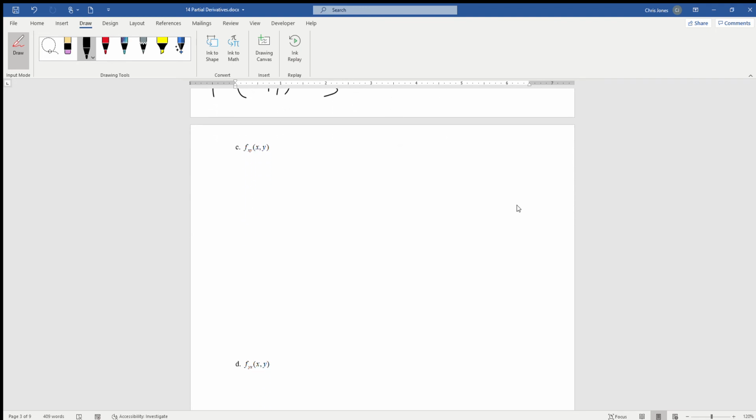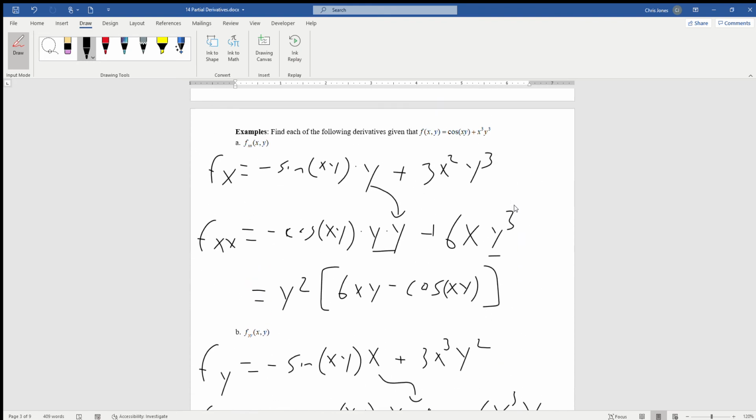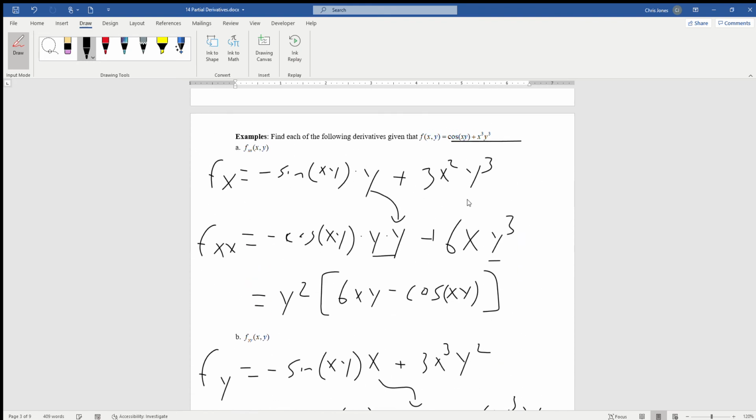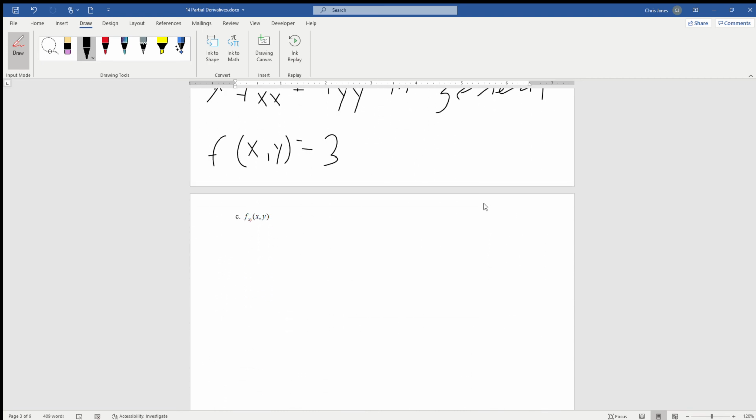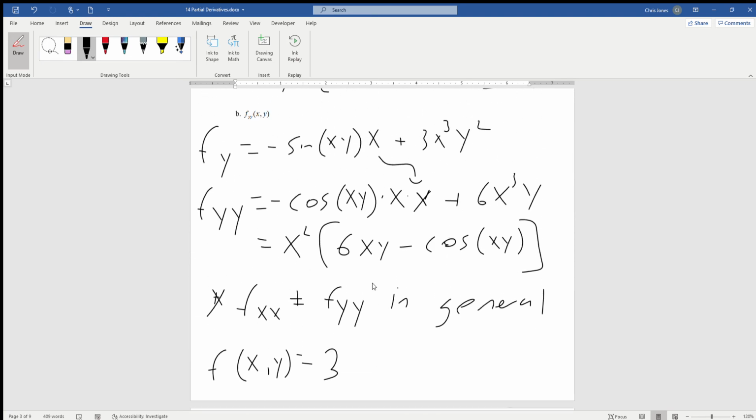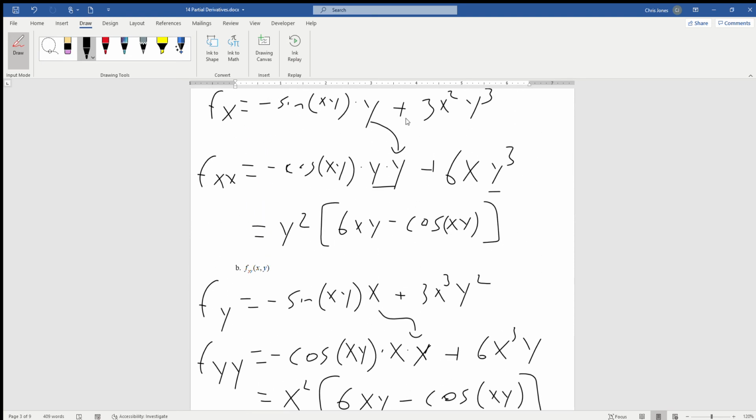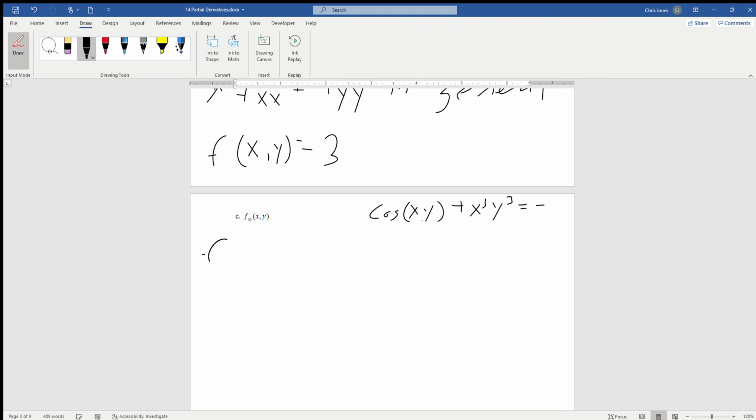Now what about these types of mixed partials, fxy and fyx? Let's go back up here, and remember our function f is cos xy plus x cubed y cubed. So let's start with fx, which we already have. fx is going to be negative sine xy times y plus 3x squared y cubed.